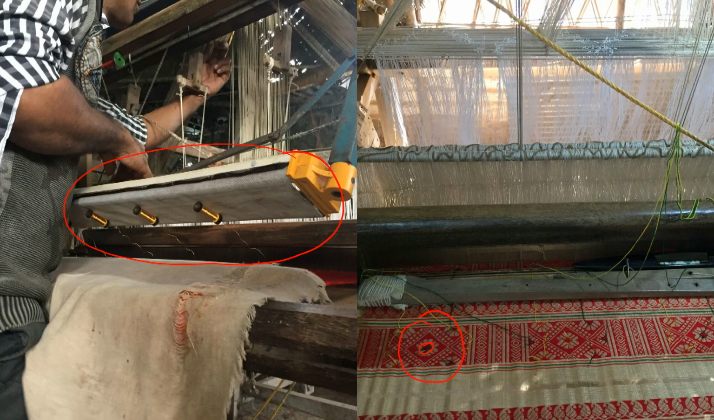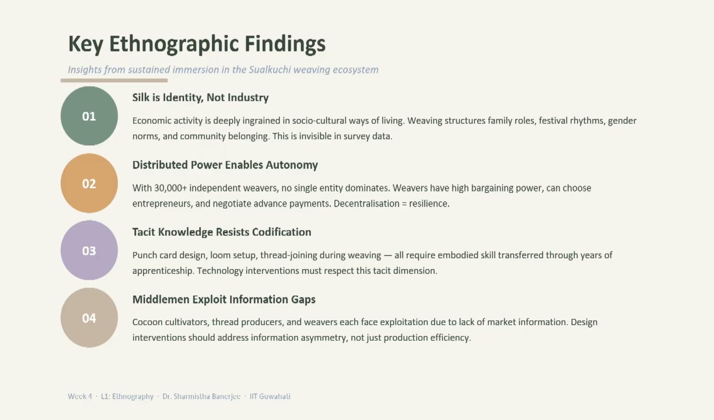So the weavers said that we will accept this innovation only if you do not reduce my payment, because the payment was extra if butas had to be made. Because the bargaining power of weavers is quite high, the entrepreneur said, okay, we will not reduce your payment per buta, but please adopt this new technology so that you can weave. So the key ethnographic findings are that silk is identity, not industry. Distributed power enables autonomy. There is tacit knowledge which resists codification. Middlemen also exploit information gaps.